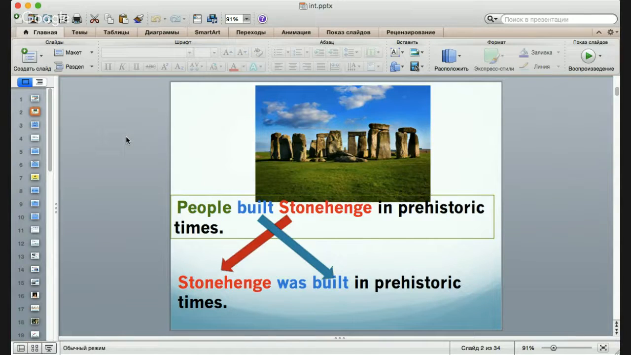So that means that our passive variant of the sentence would sound just like Stonehenge was built in prehistoric times.